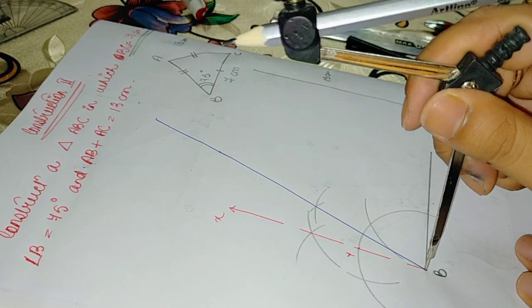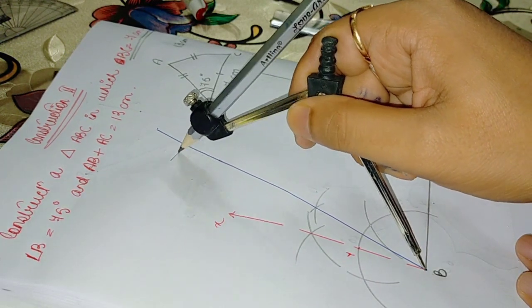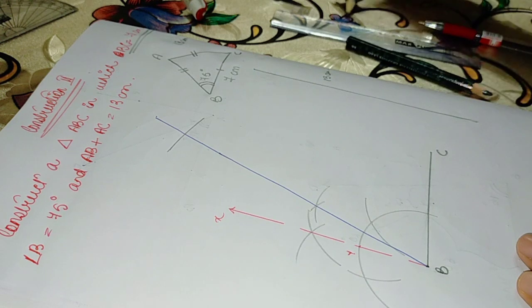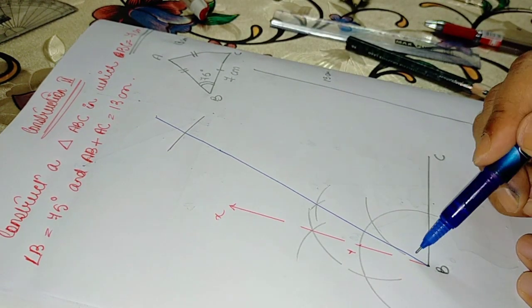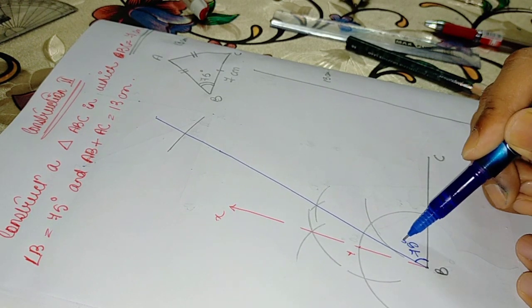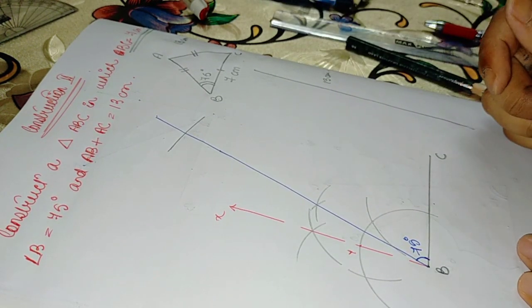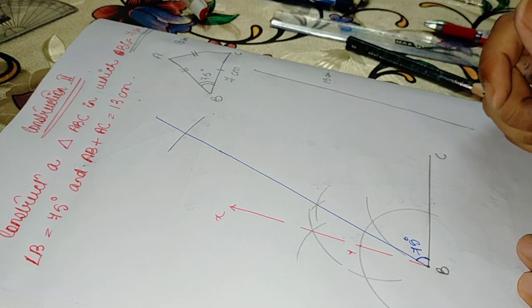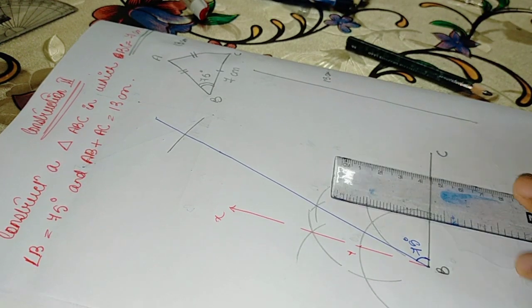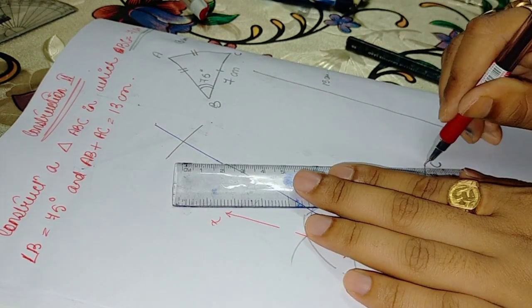So next step, I'll put my compass at B, and taking B as a center, I will draw an arc which should cut the arm at which we have formed the 75 degree angle. Is that clear? Okay. Now what will be my next step? My next step will be joining both the points.